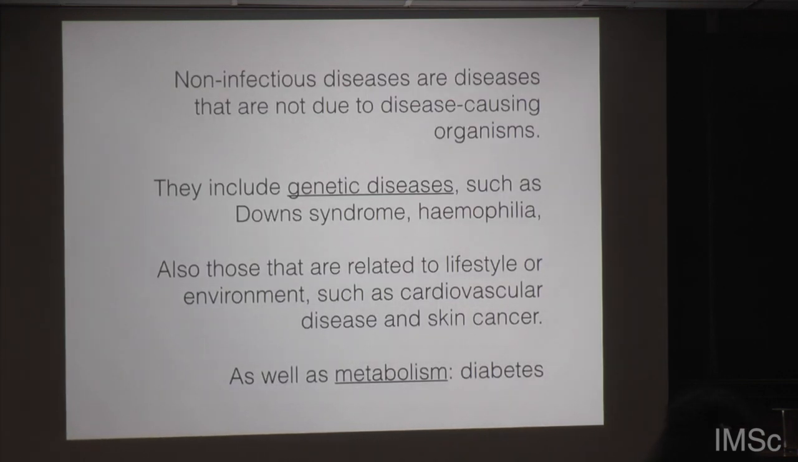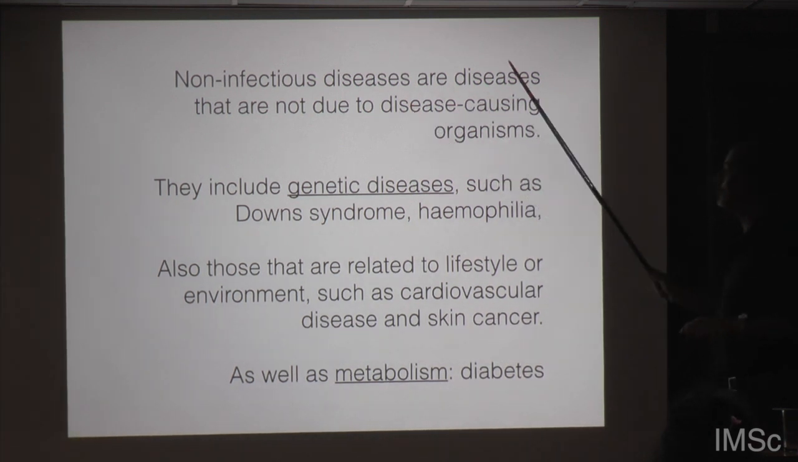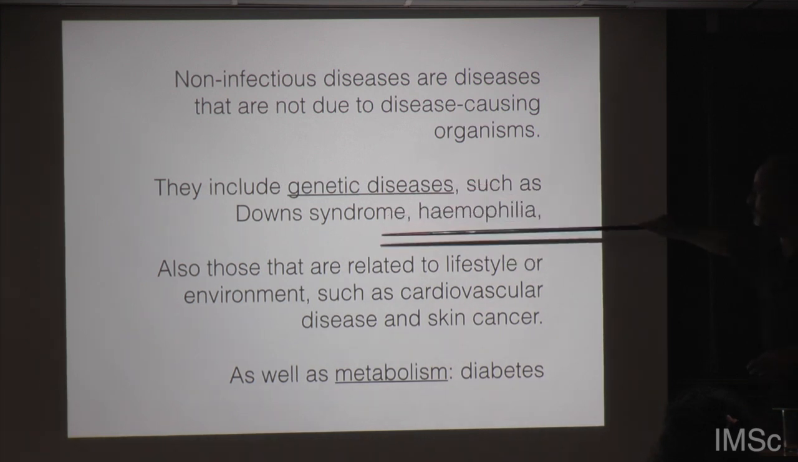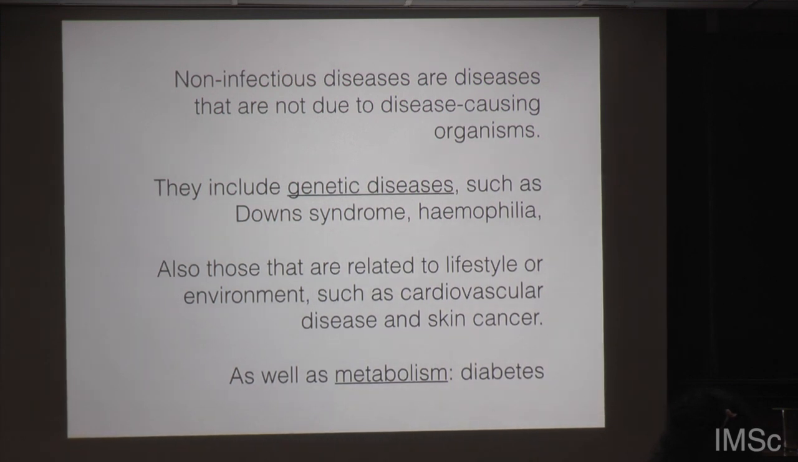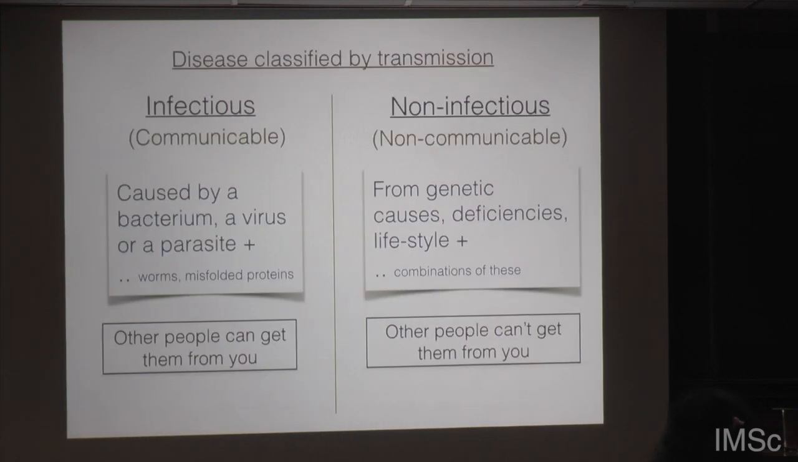Having told you about infectious diseases, let's not forget non-infectious diseases. These are diseases that are not due to disease-causing organisms. One example would be genetic diseases such as Down syndrome and hemophilia. There are other examples that come from lifestyle or environment, such as cardiovascular disease and skin cancer, as well as diseases involving disruptions of the body's own metabolism, such as diabetes.